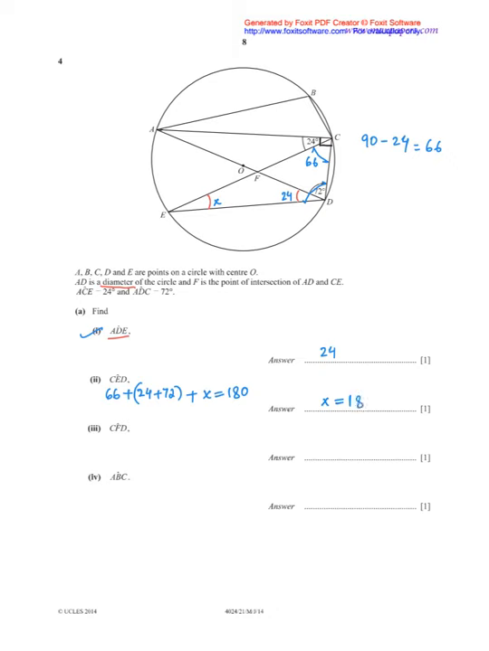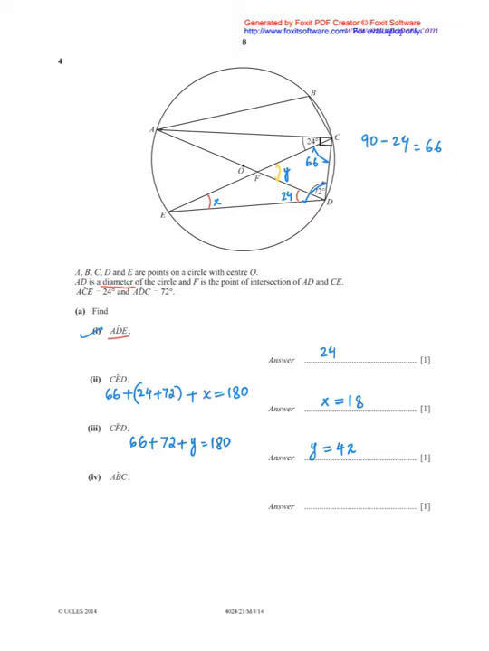After that it says CFD. So CFD means that this angle we need to find out, right? To find this angle we have 66 and we have 72. So solving the triangle here, it will be 66 plus 72 plus, let's suppose this angle is y, equal to 180, and the value of y will be 42.